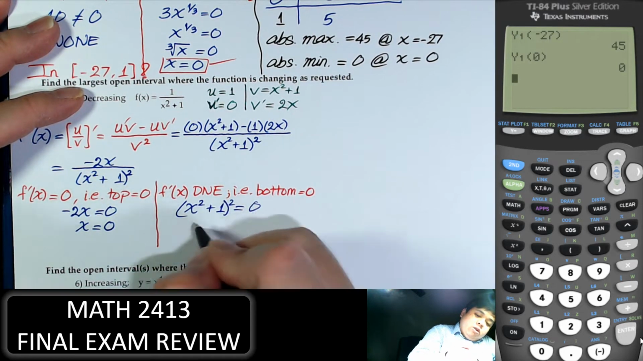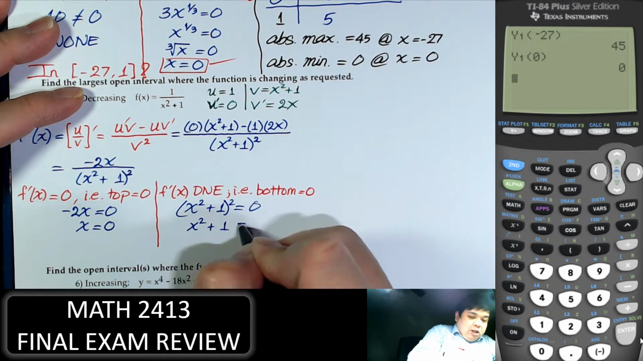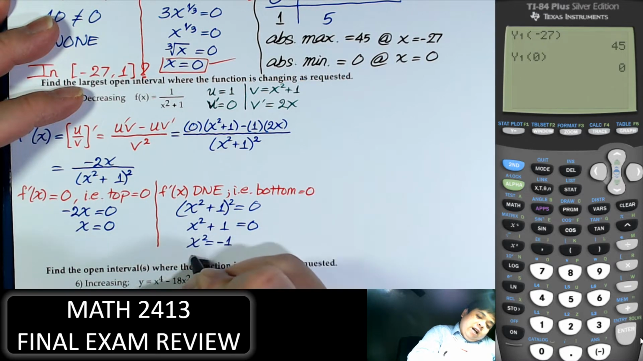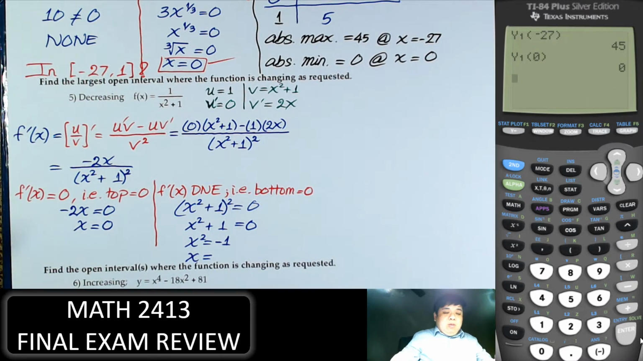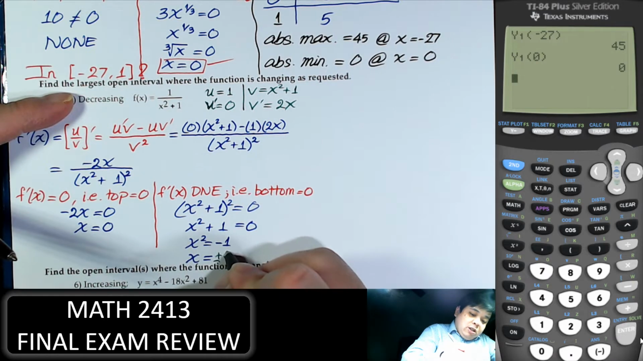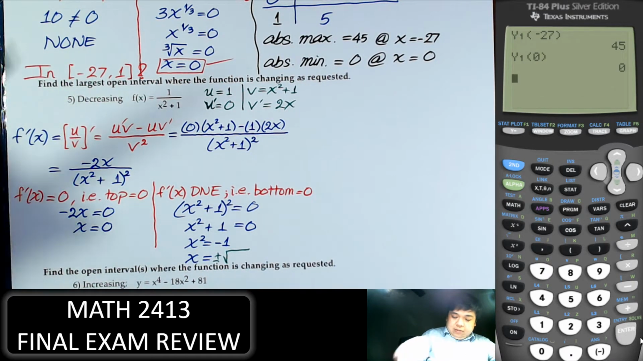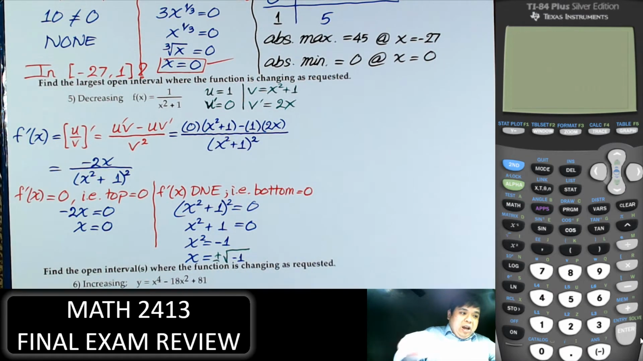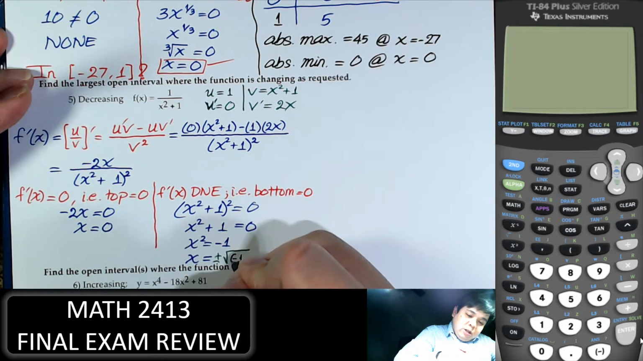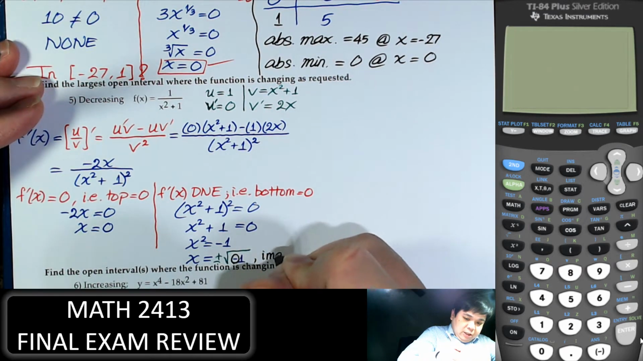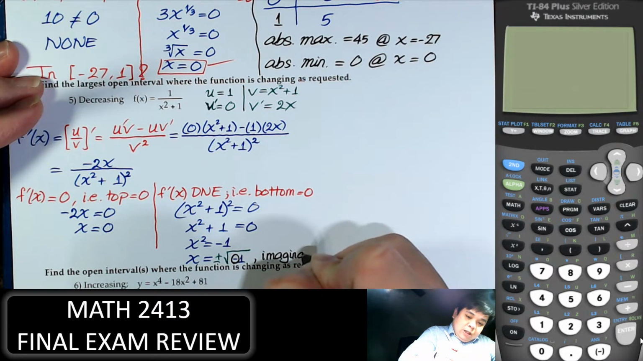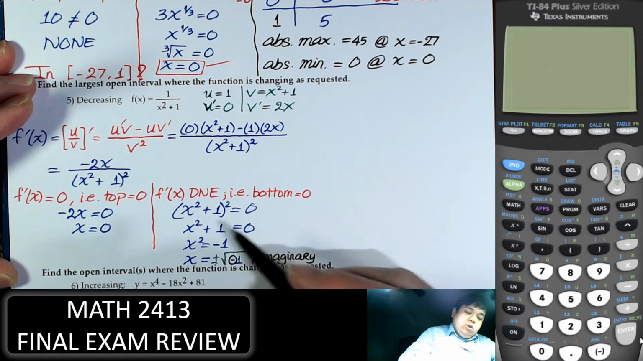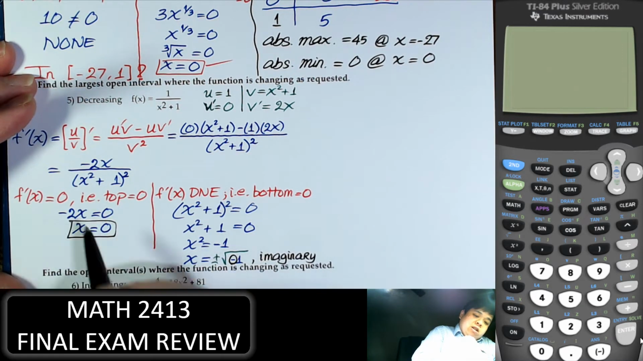Take the square root on both sides, we have x squared plus 1 equal to 0. Move the negative 1 over and take the square root on both sides again. But remember, every time we take the square root, there's a plus or minus. And we have a negative inside the square root, so this is imaginary. So in that case, it's undefined, so there are no real numbers. So the only number we have is 0.